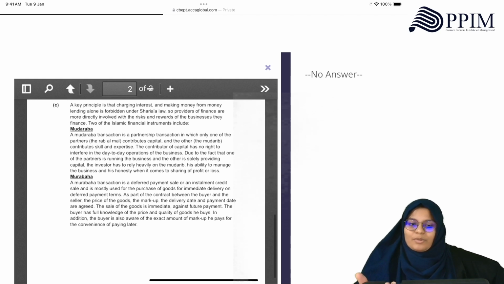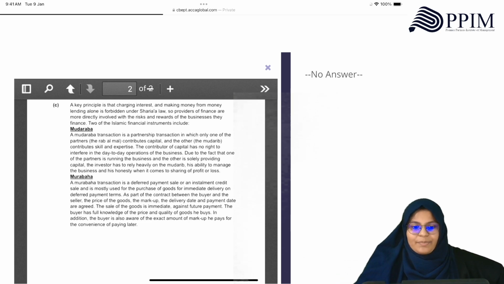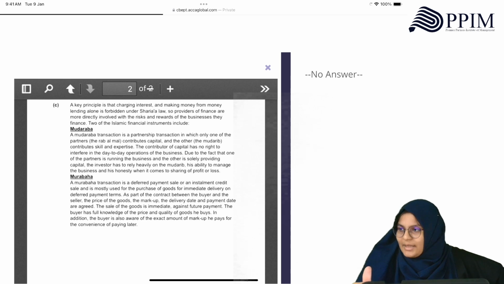Then they are talking about Murabaha. This is something like a loan where it can be used for the purchase of goods for immediate delivery on deferred payment terms. As part of the contract between the buyer and the seller, the price of the goods, the markup, delivery date, and future payment date, everything is agreed. Sale of the good is immediate, but the payment is done in installments. So you can explain.